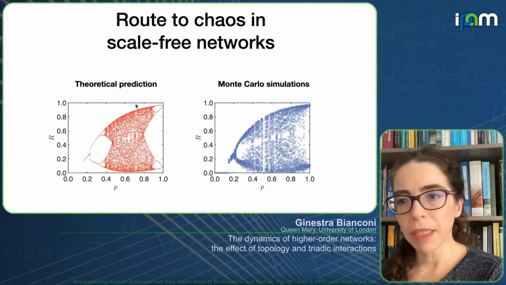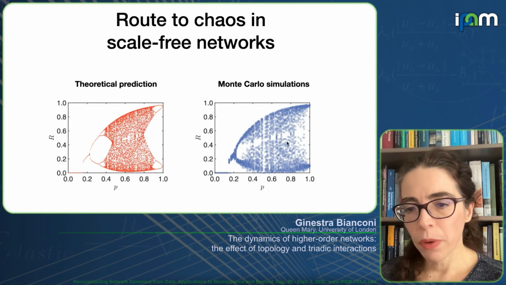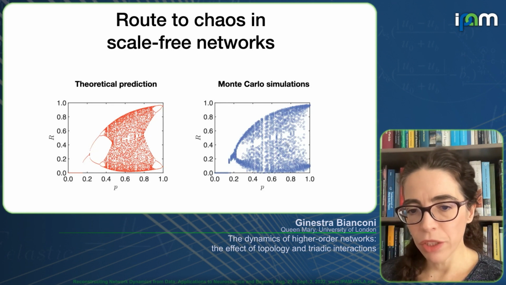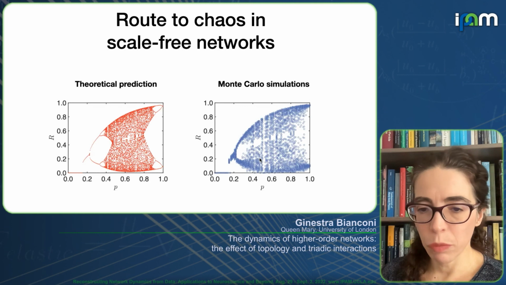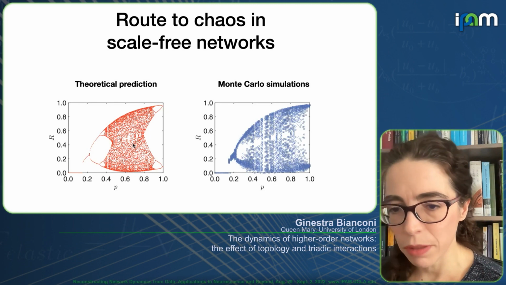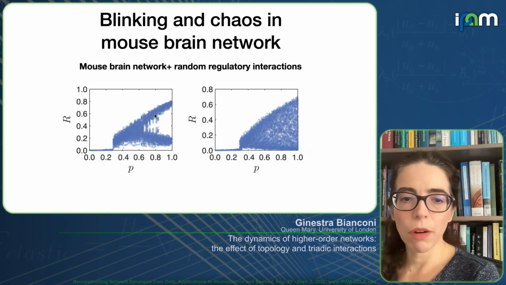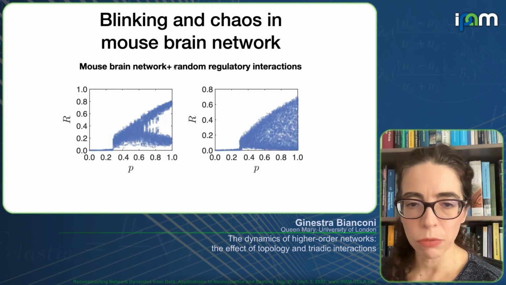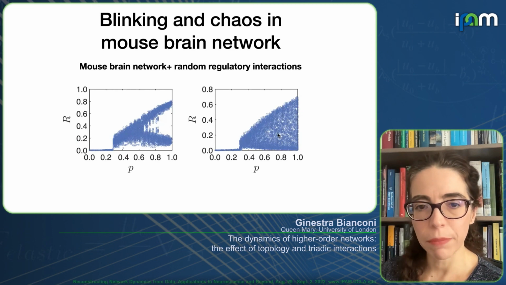And this is the theoretical prediction, just with 3 equations. And these are the Monte Carlo simulations for 10,000 networks of 10,000 nodes, in which, of course, each link is a degree of freedom, and in which there is also stochasticity, while these equations are deterministic. So given that, the agreement is really fantastic. We have seen that these phenomena can occur not only on random graphs, but also on real networks. For instance, we took the mouse brain network plus random regulatory interactions, and we find this complex phase diagram.